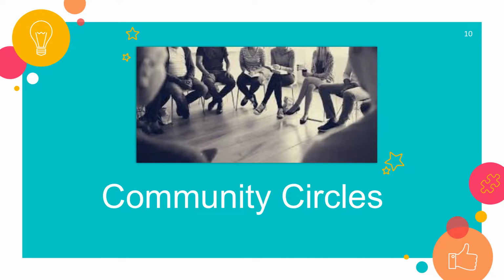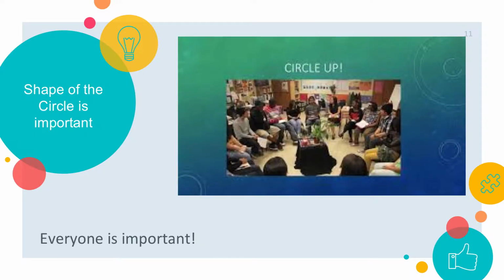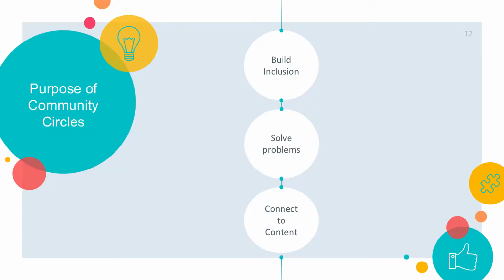Community circles or restorative circles are something that unites us. And even though we have a mathematical community, we need to bridge together something in our classrooms that bring us together in community. The shape of a circle is also very important. Everybody is equal. There is no authority figure. We circle up and no one is the boss, but there could be a leader. The purpose of community circles is also important. We build inclusion, we solve problems, and we connect to content, as you'll see later.